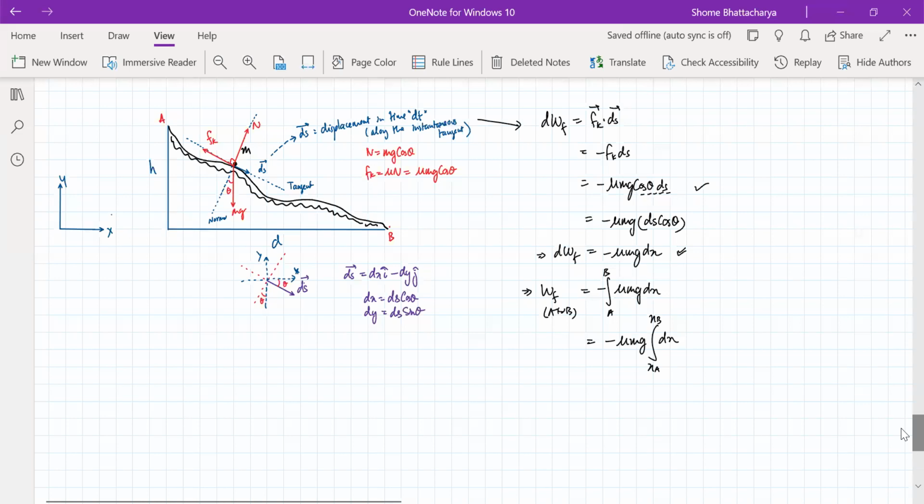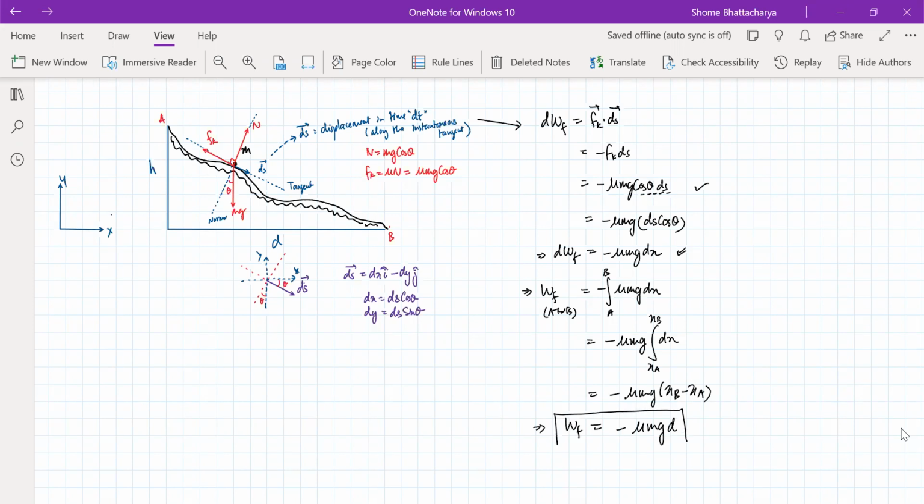This becomes minus mu mg into the horizontal component of displacement. This is our work done by kinetic friction from A to B. So this is the solution of the first part of the question. Just make a note of this and discuss with me if there is any confusion or any point you want to talk about in this.